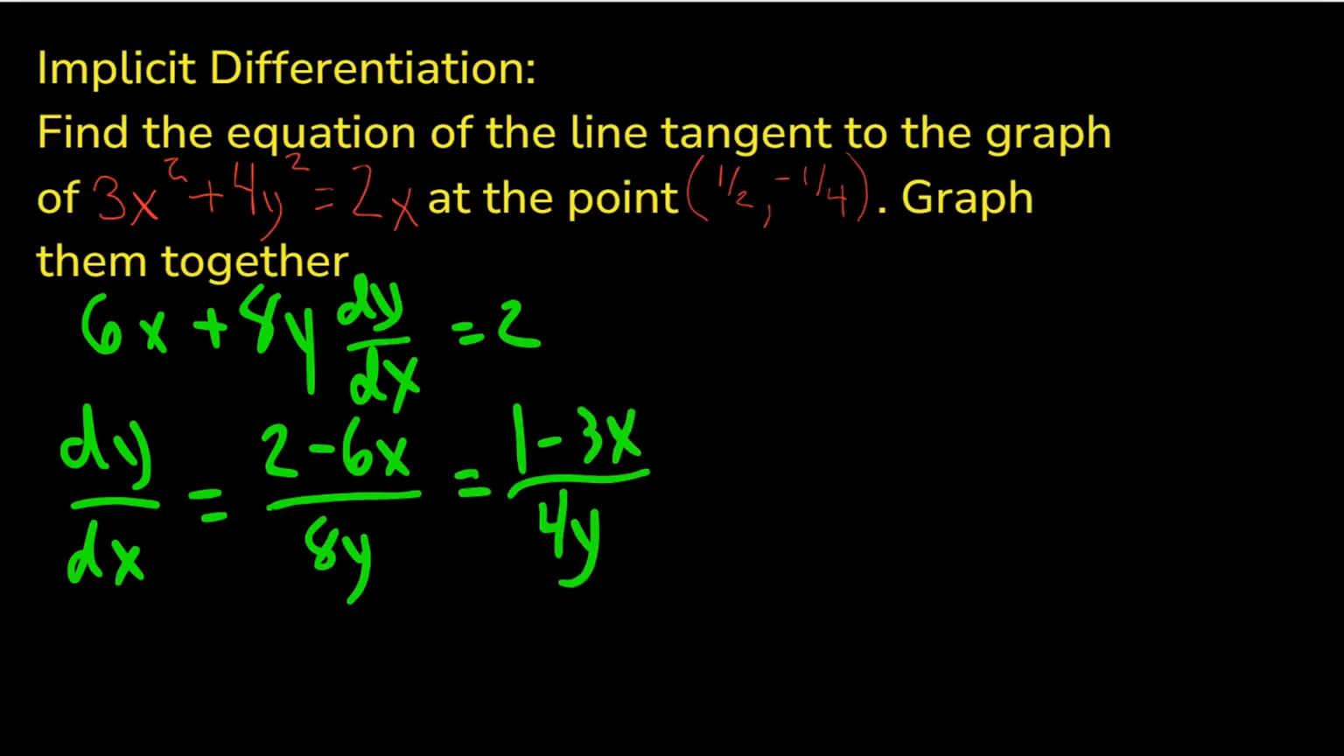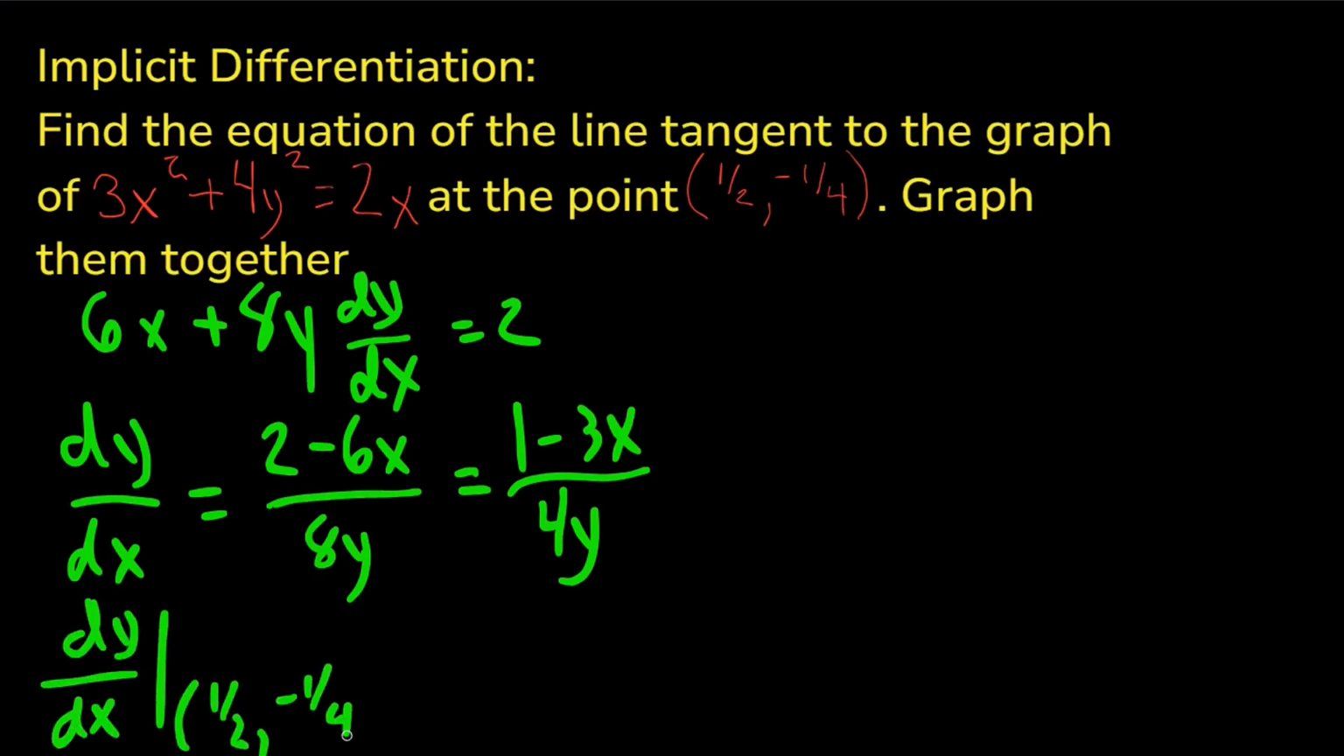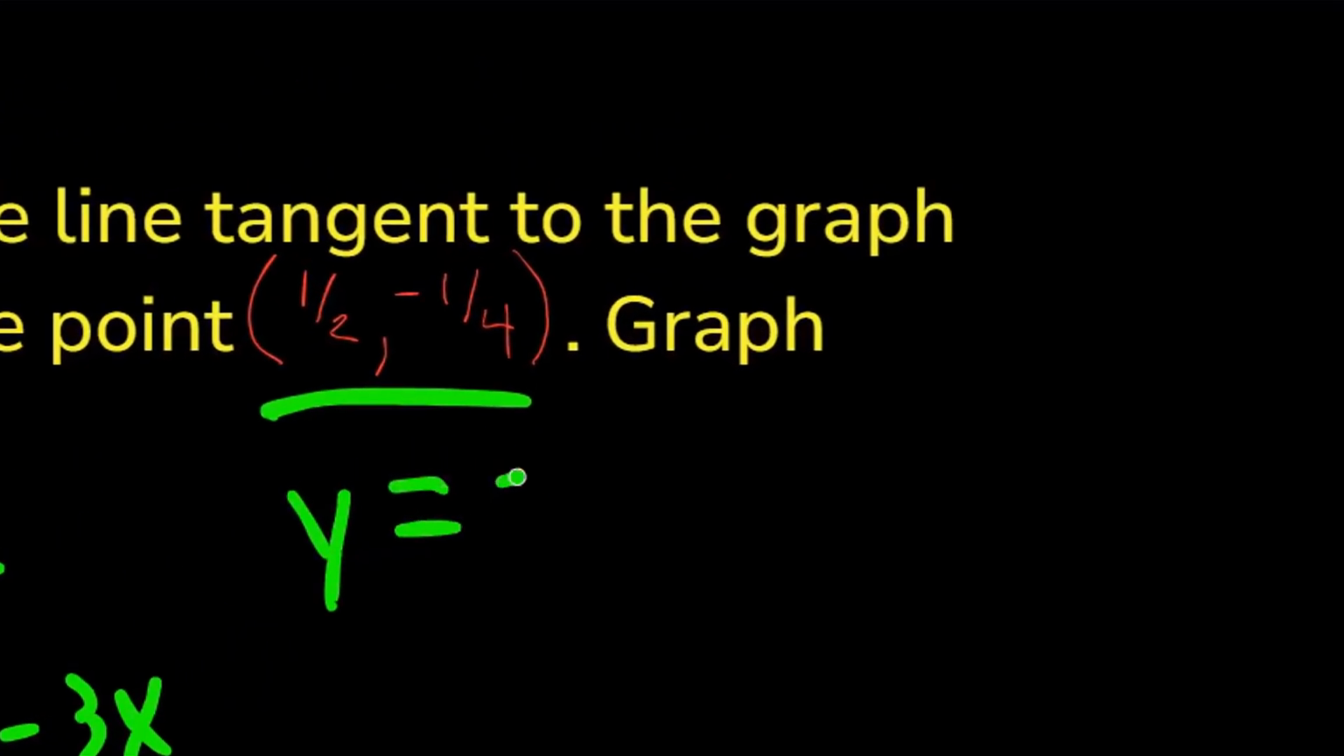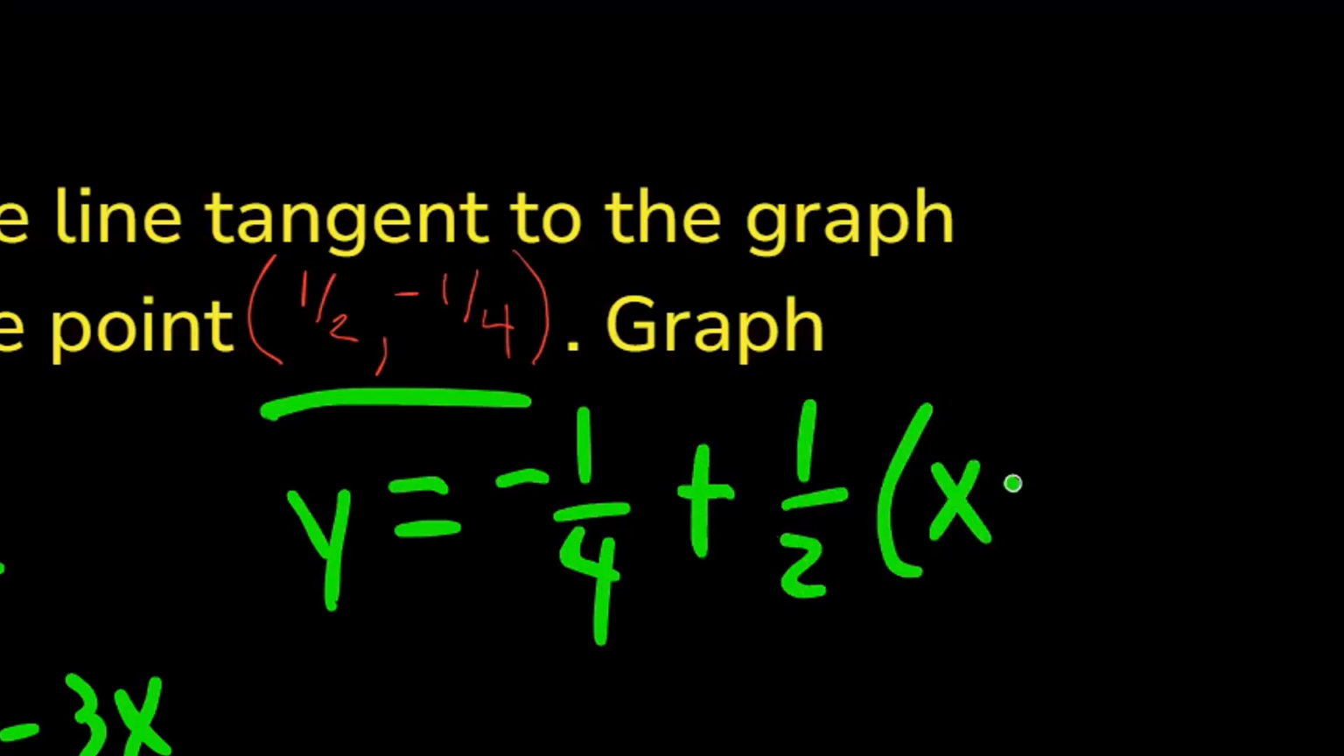If we evaluate this at 1/2 comma negative 1/4, we plug that in, and that's all going to simplify down to 1/2. So now we have our point, we have our slope, we can write the equation of a tangent line. It's going to be y equals negative 1/4 plus 1/2 times x minus 1/2. And then we'll hop over to Desmos and graph it.